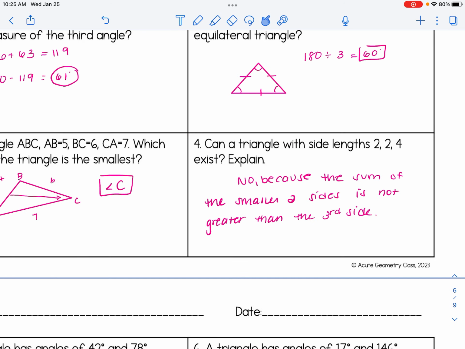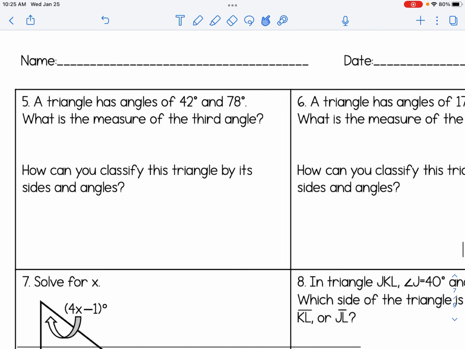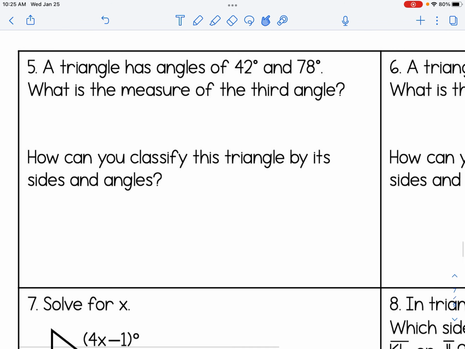Alright, let's continue on and look at some more examples. Number 5, a triangle has angles of 42 and 78. What is the measure of the third angle? So if I add those up, 42 and 78 gives me 120 degrees. When I subtract that from 180, I get 60 degrees.